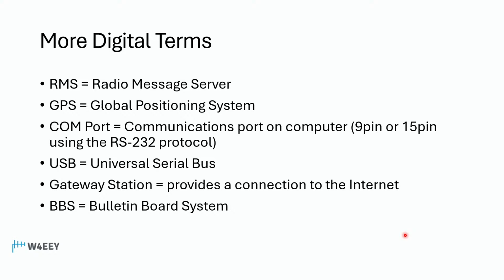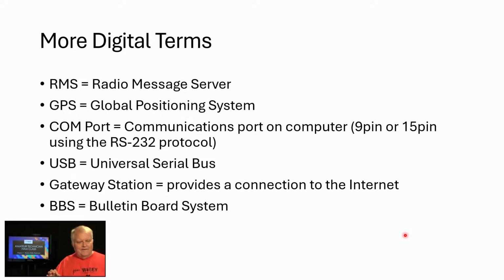Some more terms: a radio message server, that's used with the WinLink system. The global positioning system, we know about that. COM ports. A lot of older computers used to use serial data ports, 9-pin and 15-pin connections. Pretty much been replaced by USB connections, but they still exist on some ham radio gear. USB, okay, we talked about that. Gateway stations, providing a connection to the internet from a radio. And then bulletin board systems, they still exist in ham radio, the old BBS systems.